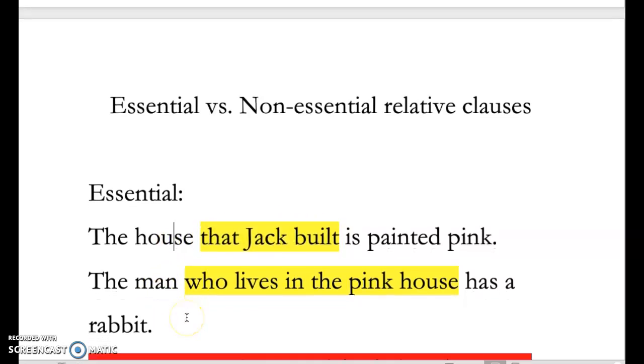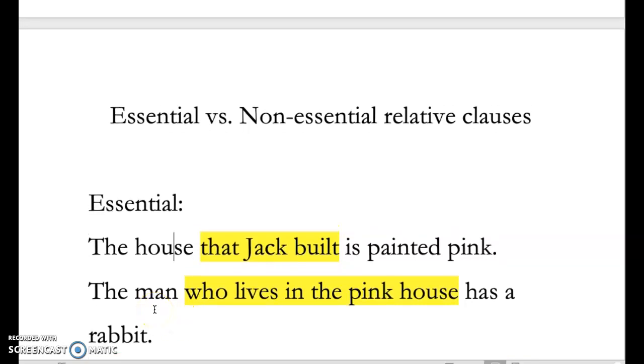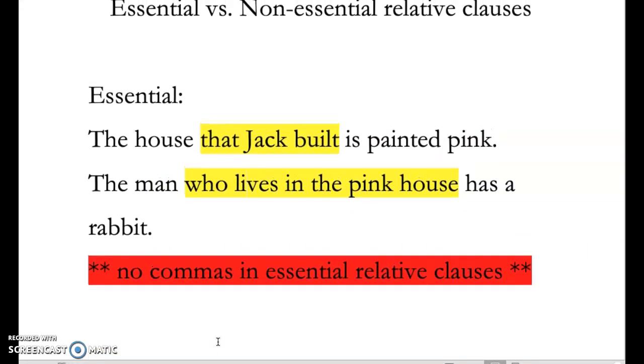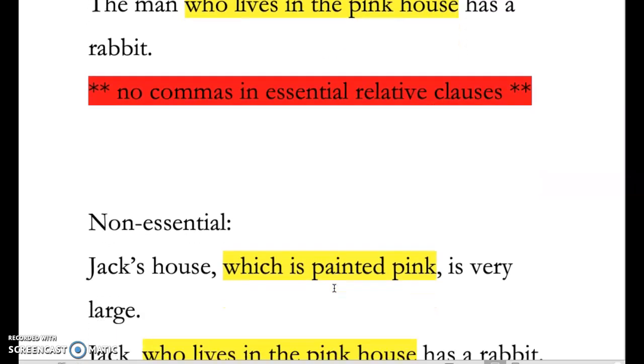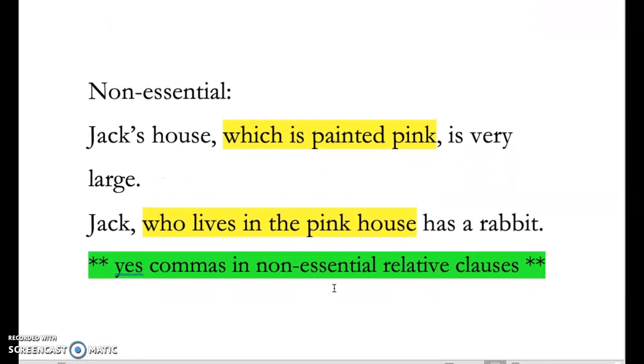You could also have an essential clause that says, the man, and you would think, Alexine, which man do you mean? And I would say, the man who lives in the pink house. Well, now I'm not talking about any man. I'm talking about the man who lives in the pink house. So this information is essential for me to know which man I'm talking about. The man who lives in the pink house has a rabbit. Okay? So one thing to notice is that essential clauses have no commas. There's no comma on either side of the relative clause. But if I'm dealing with a non-essential relative clause, there will be commas on either side, okay?